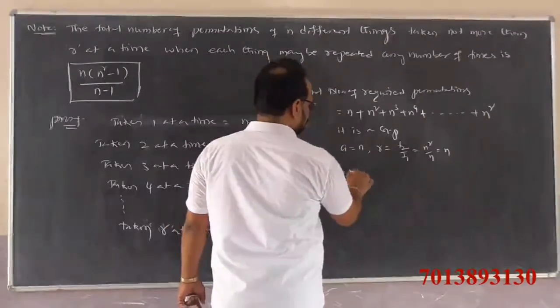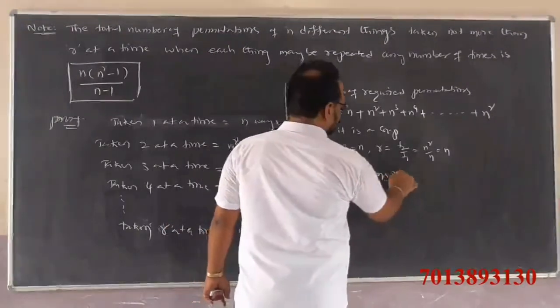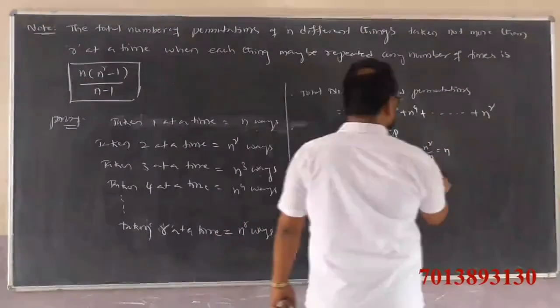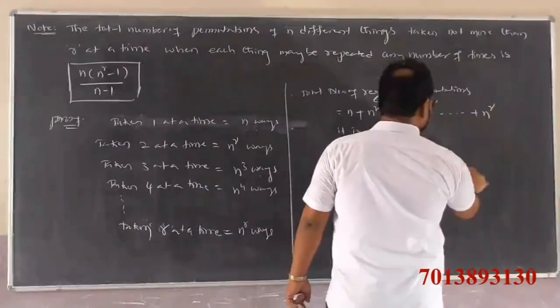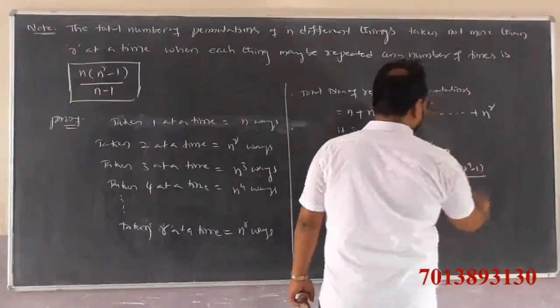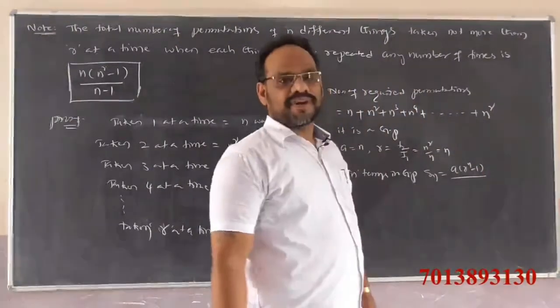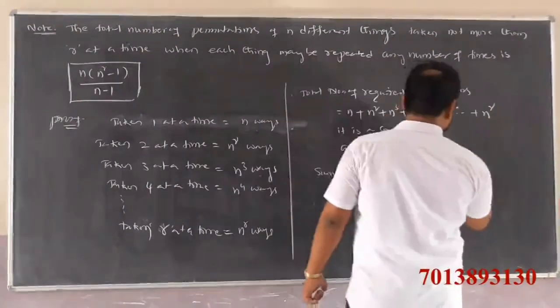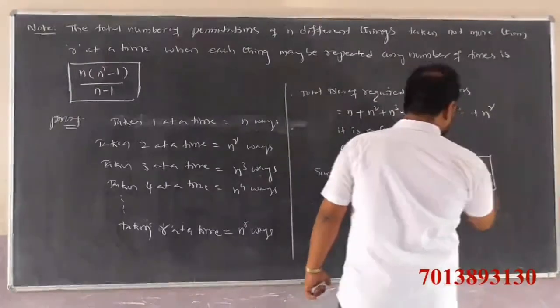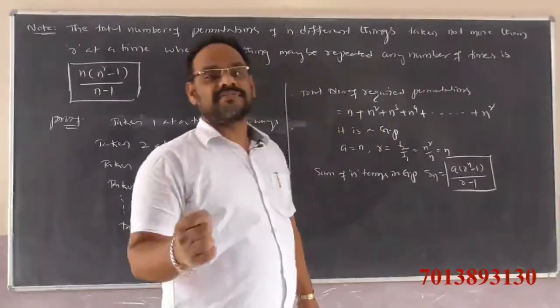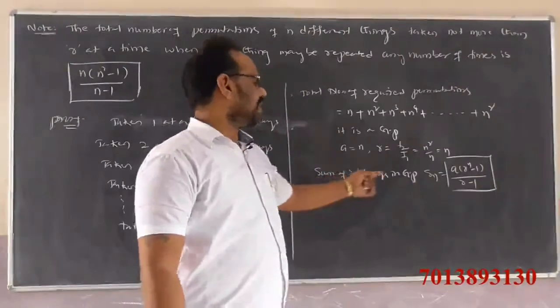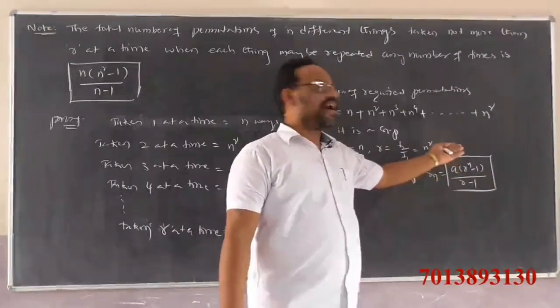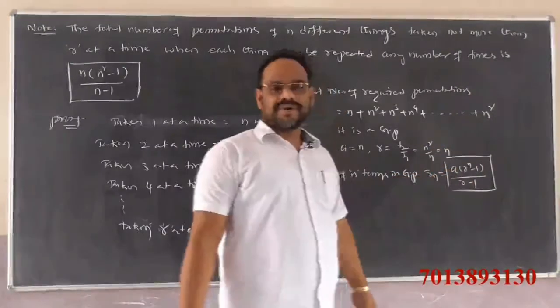Sum of n terms in geometric progression: Sn is equal to a into r to the power n minus 1 by r minus 1. This is the sum of first n terms of geometric progression. Sum is equal to a into r power n minus 1 by r minus 1.